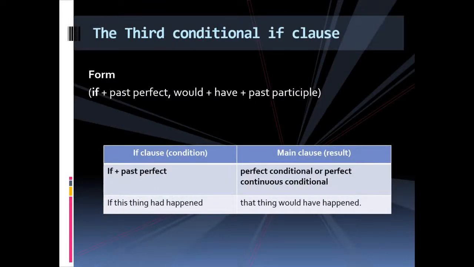So here's the form of the third conditional if clause. In the if clause part, we are going to use the verb in past perfect form, and then in the main clause, we are going to use would plus have and the past participle of the verb. Here in this table, you can see the condition and the result given. Example: if this thing had happened, that thing would have happened. Right? Okay. So now let's move on to some other examples.